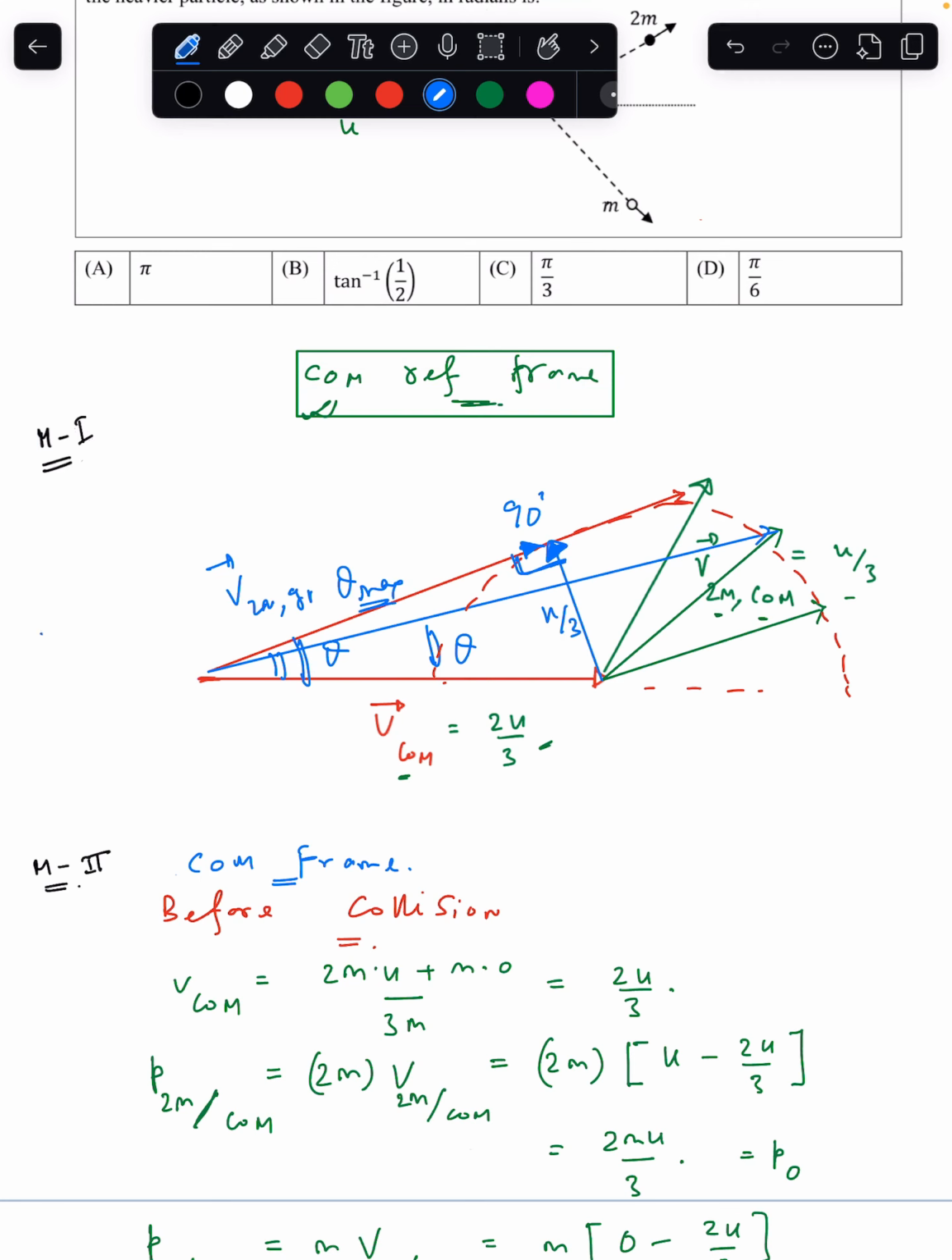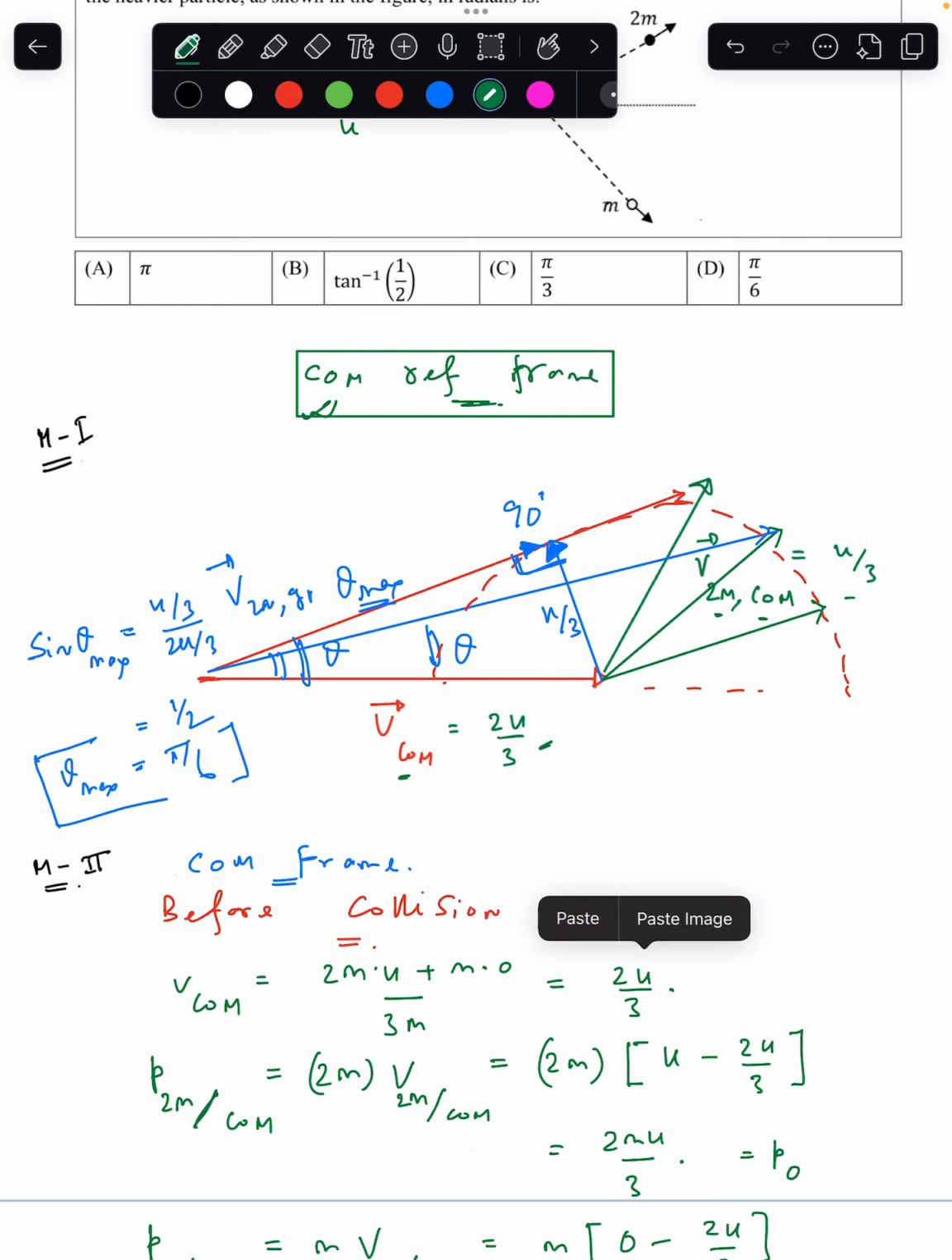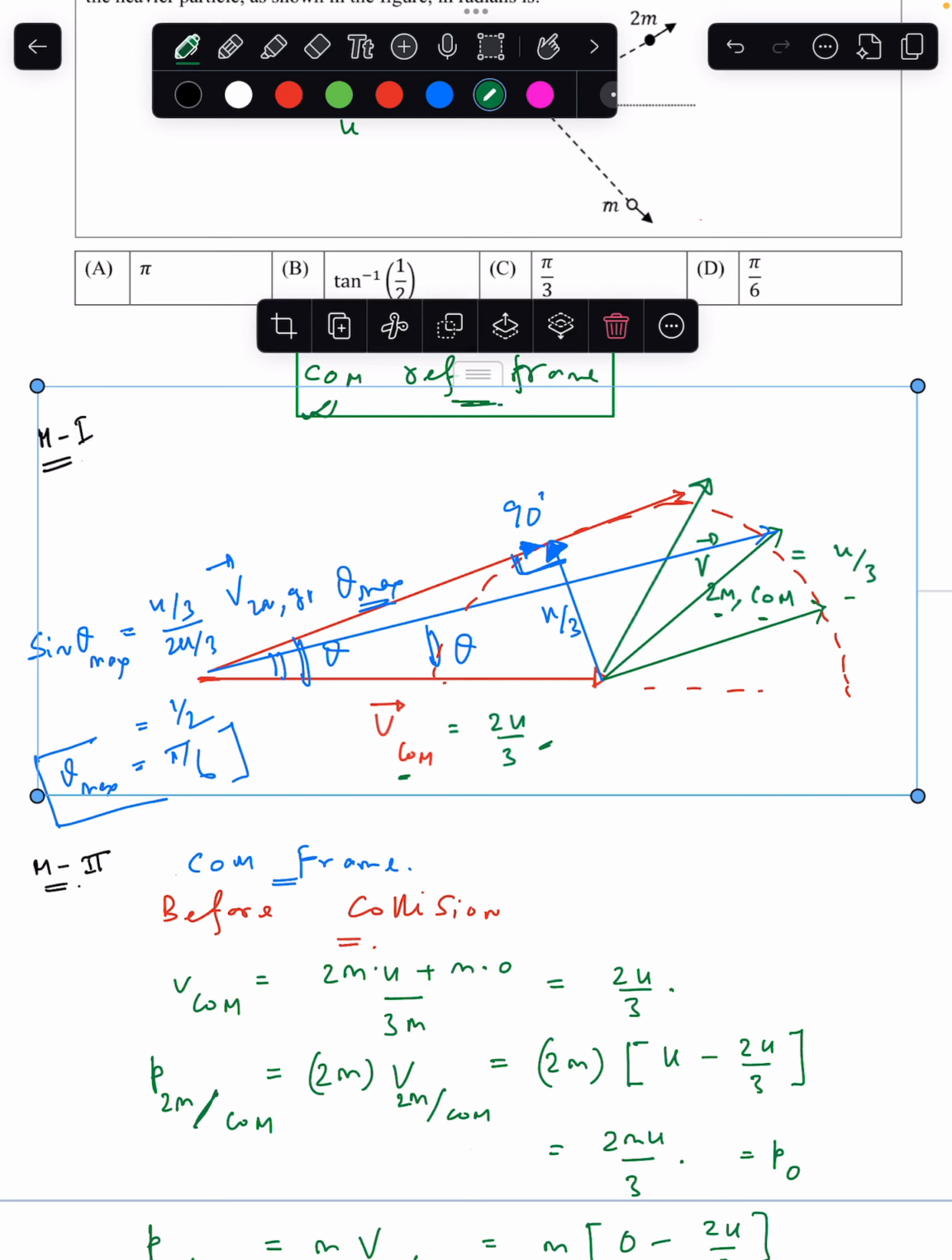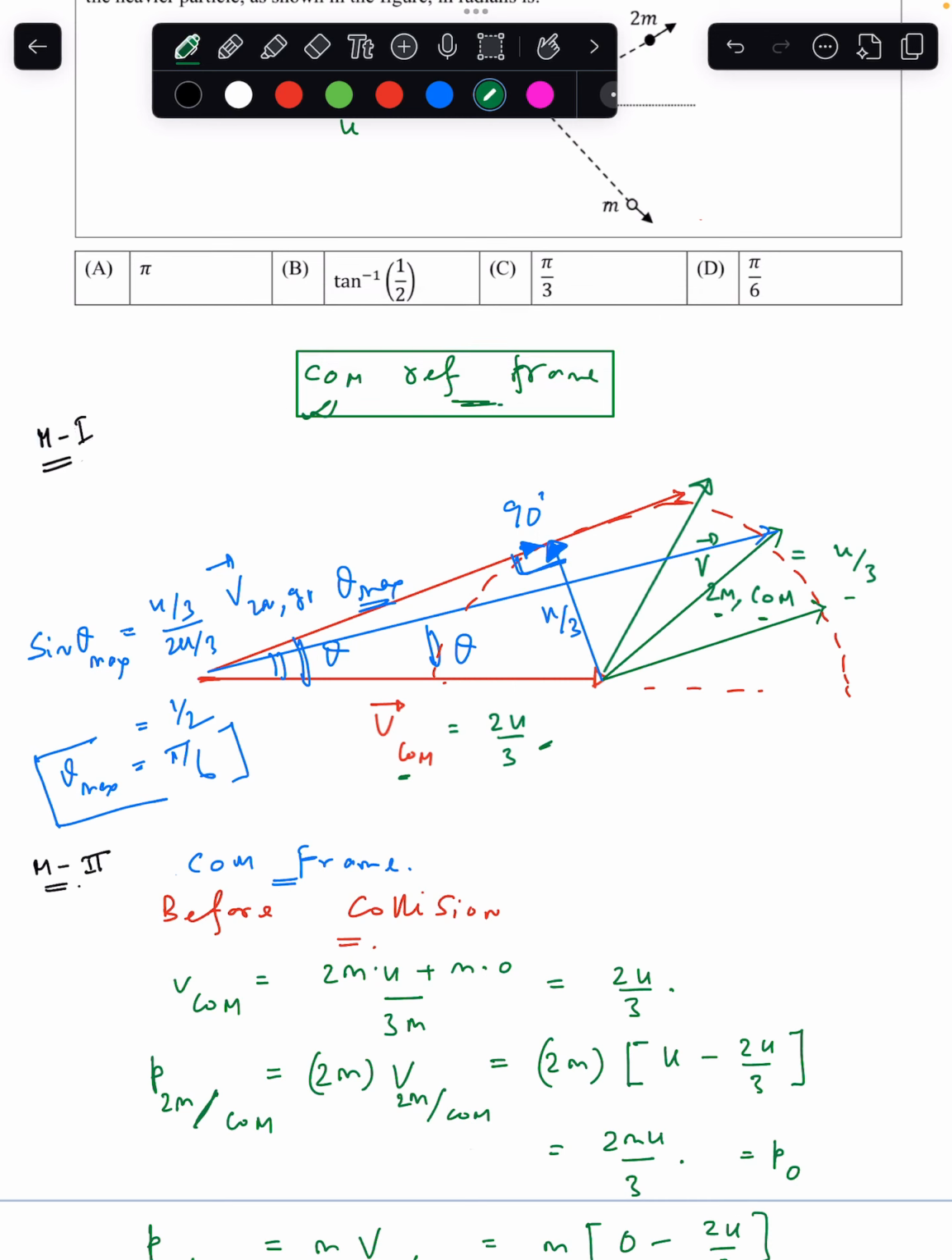So if I substitute the result over here, sine theta max comes how much? It comes u/3 divided by 2u/3. So this becomes half, so theta max value becomes pi/6. So this is the answer. But for that, I'm requesting you once again, please go through the video and check the detailed analysis of how things happen. You will see some amazing stuff out there.